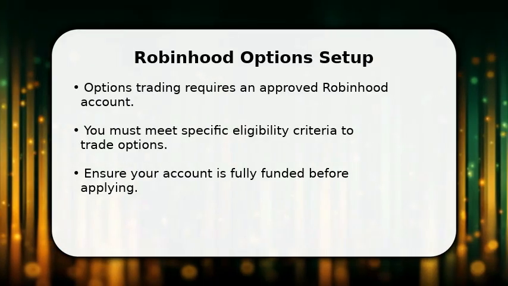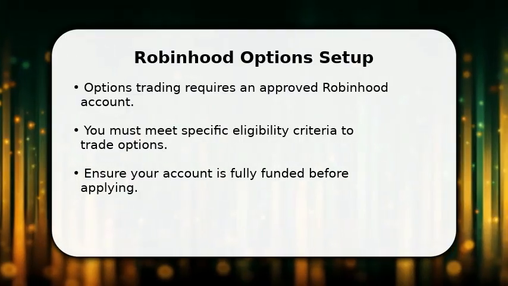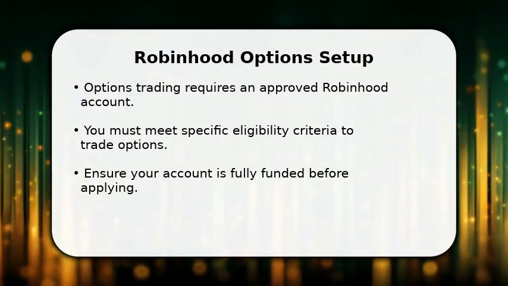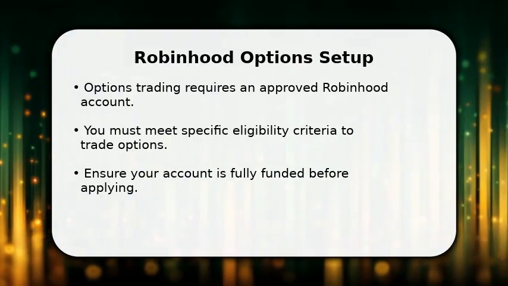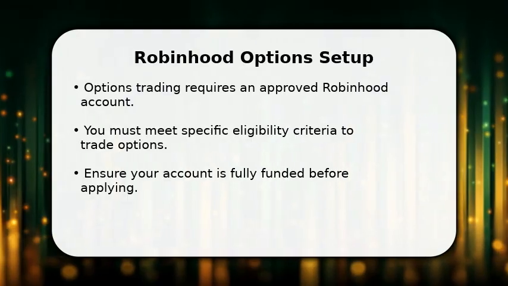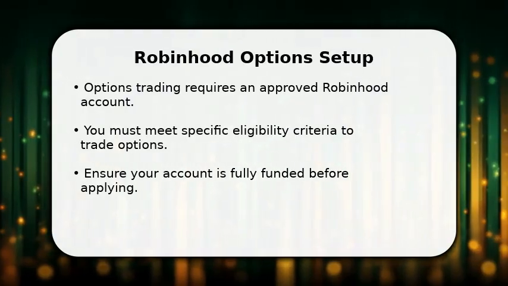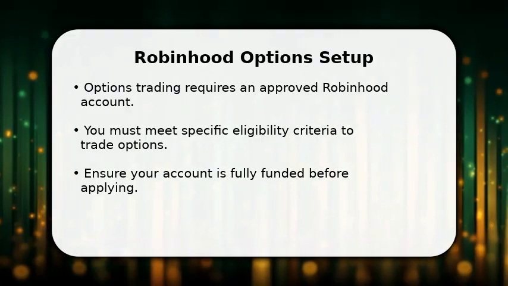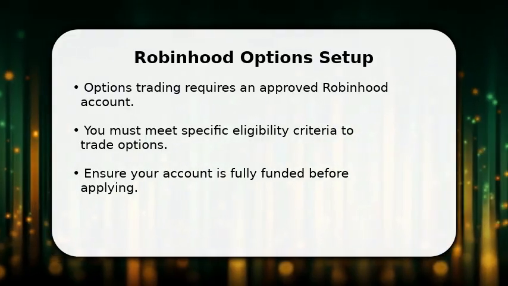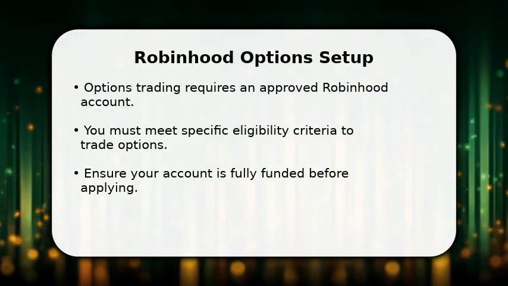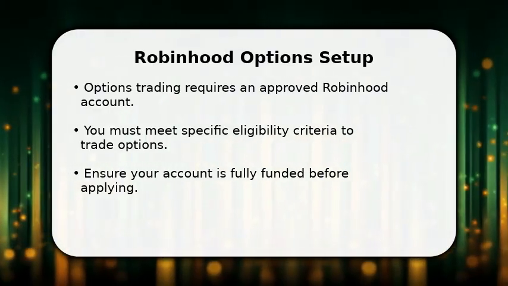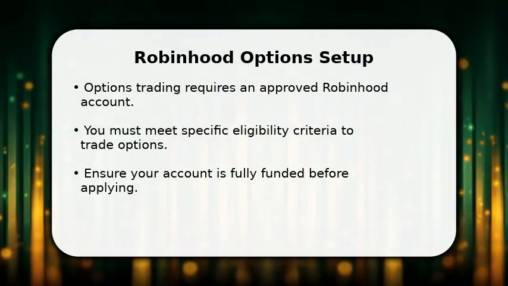In this video, I will explain how to set up Robinhood for options trading. First, ensure you have an active Robinhood brokerage account. Options trading is not automatically enabled. You must apply and be approved. This process involves meeting specific eligibility requirements, including financial experience and understanding the risks involved. Make sure your account is fully funded to avoid delays in the application process.